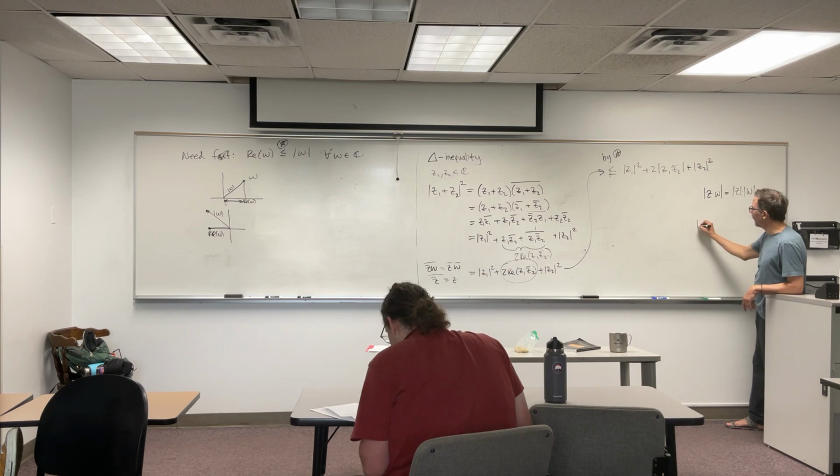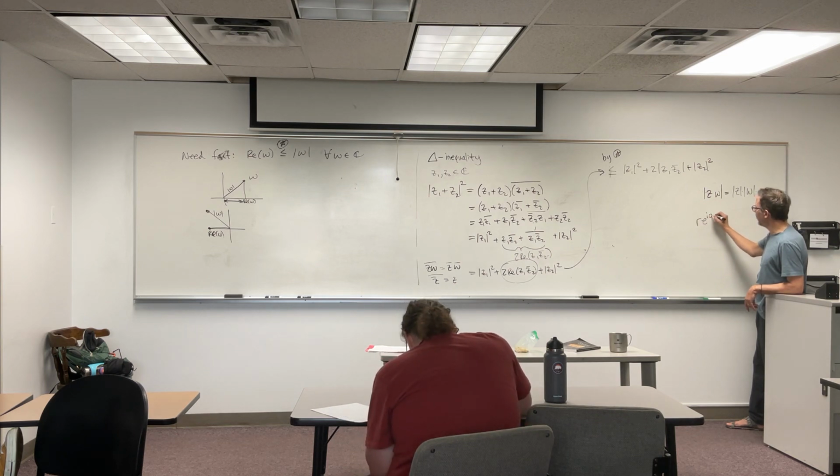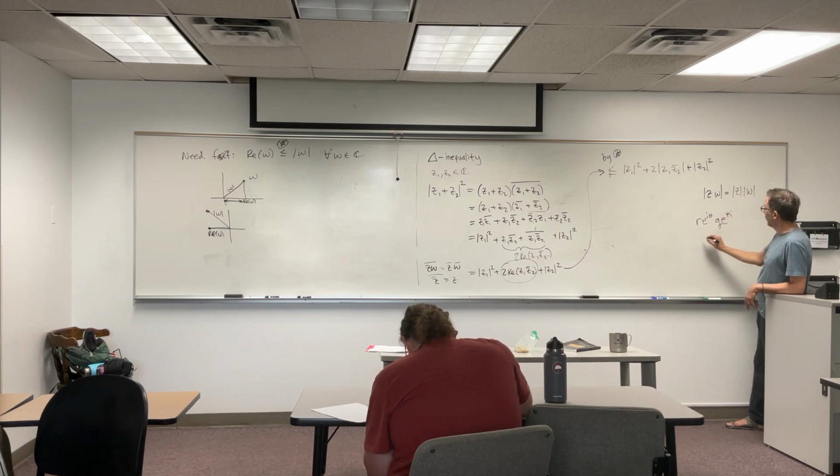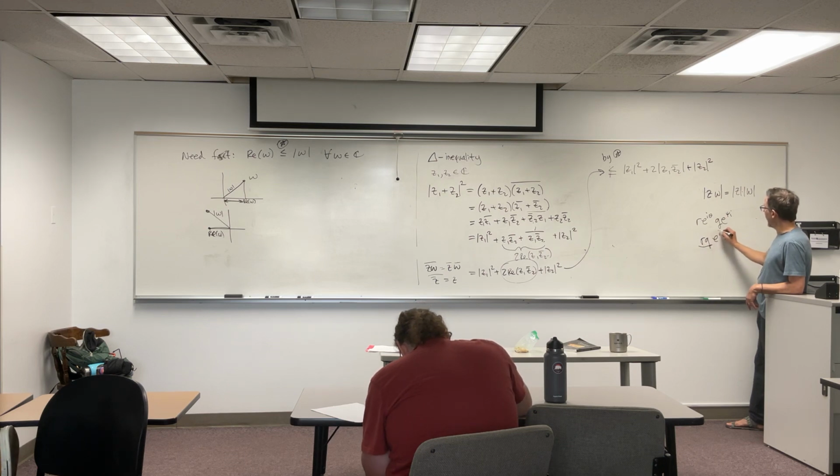And think polar form. If I have r e to the i theta times another, q e to the i phi, when you multiply these together, you just get rq, that's your new modulus, e to the i theta plus phi. You add the arguments.